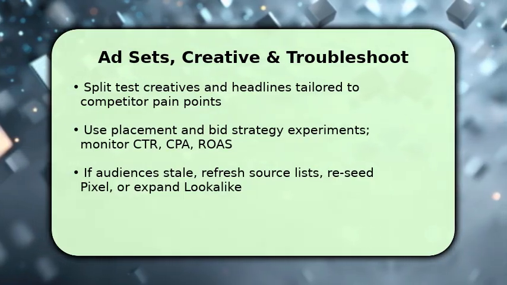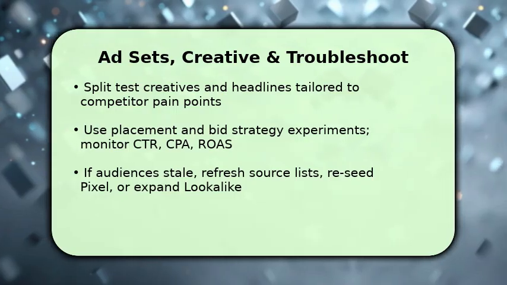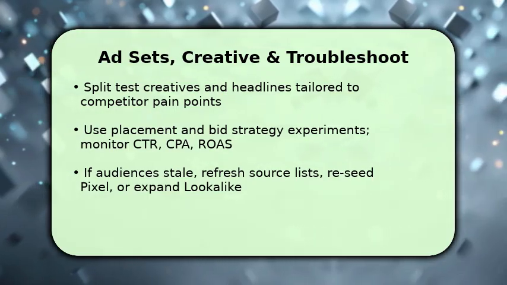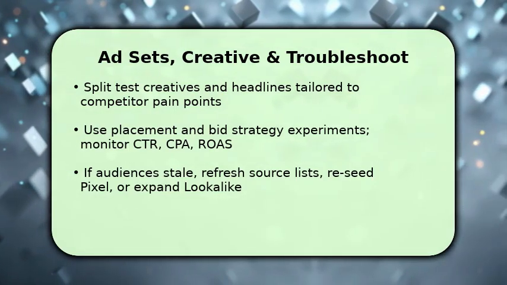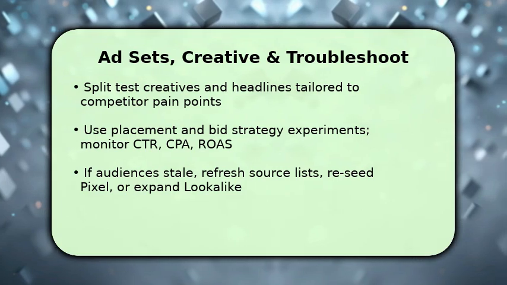If performance drops, troubleshoot. Refresh the custom audience source, reseed the pixel with recent events, or expand into higher percent lookalikes. Make sure reporting windows match attribution settings so you understand true performance.